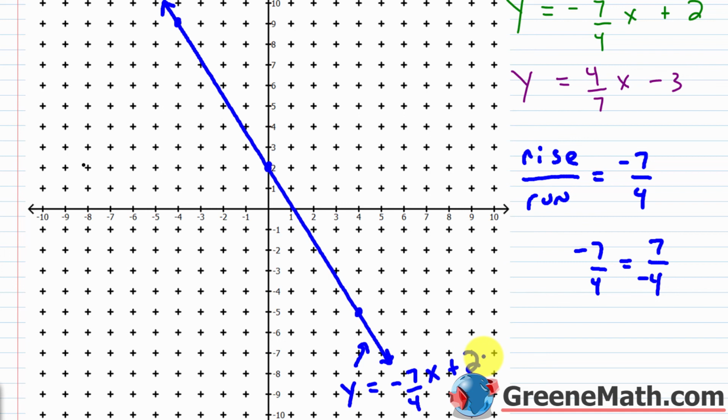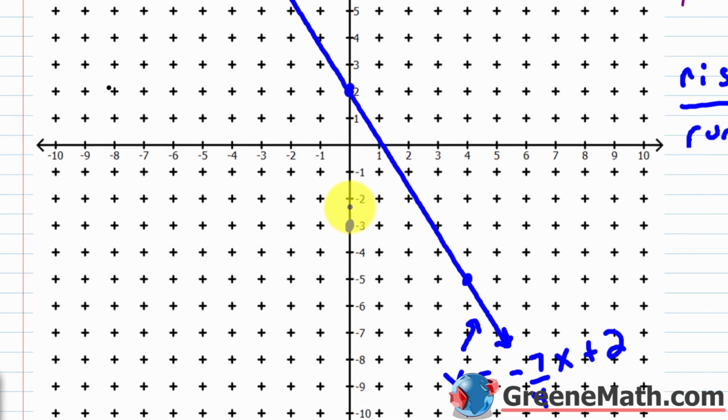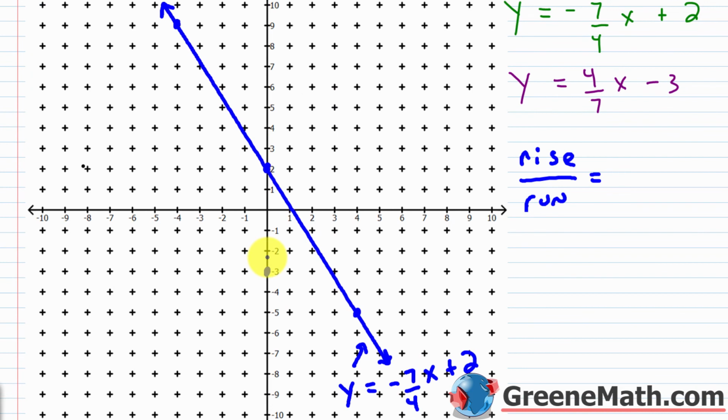All right, so for the other one, let me erase this part because it's going to change. We have a y-intercept that occurs at (0, -3), so that is going to be right here. And then the slope is now 4/7. So let me change colors. For 4/7, I'm going to rise 4: 1, 2, 3, 4. Go to the right 7: 1, 2, 3, 4, 5, 6, 7.